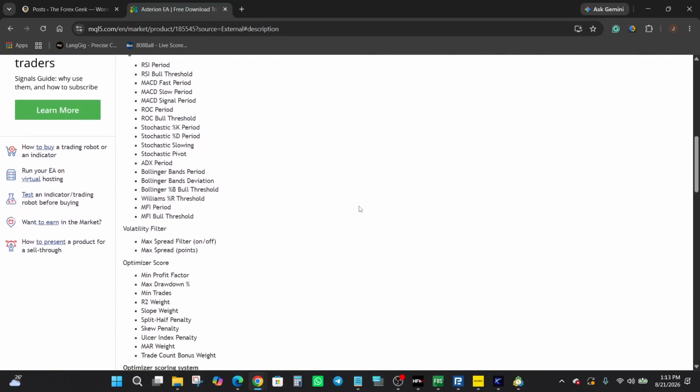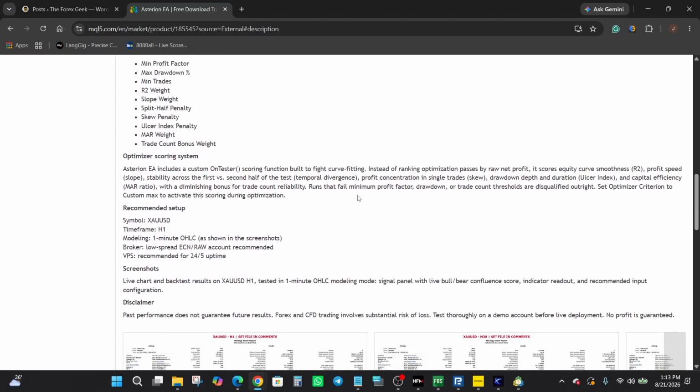So for the recommended setup, the developer lists XAUUSD on the H1 time frame with a 1-minute OHLC modeling and recommends a low spread ECN or raw account. A VPS is also recommended for 24/5 uptime.